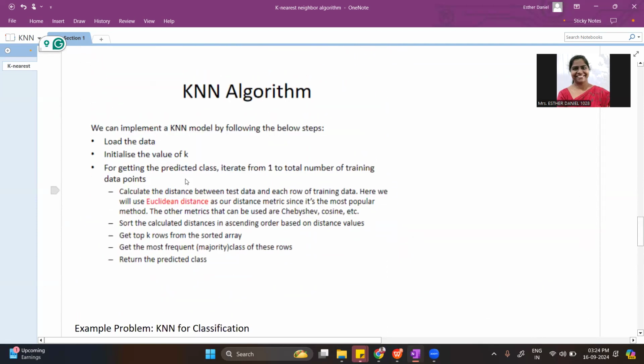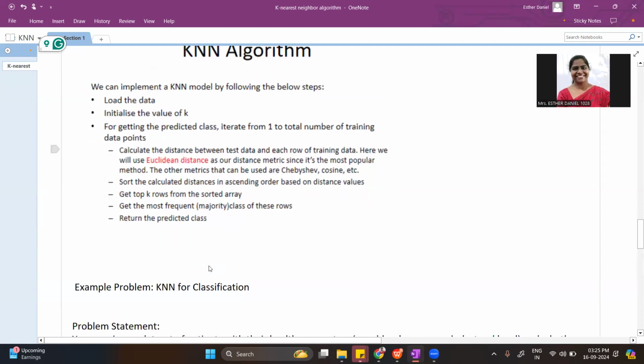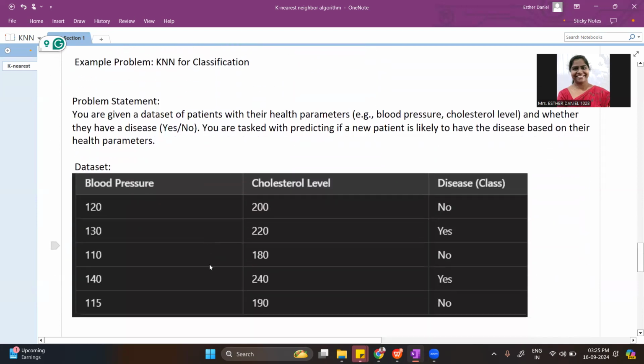So now this is the KNN algorithm. We are loading the data set and initializing the k value. To get the predicted class, we iterate over the total number of training data points and calculate the distance between the unlabeled data point and all the labeled data points. Once the distances are calculated, we sort them in ascending order and take the top k rows, because when k equals 3, we take the top 3. Out of the top 3, whichever class the majority falls into, that class is the predicted class, and it returns that predicted value.